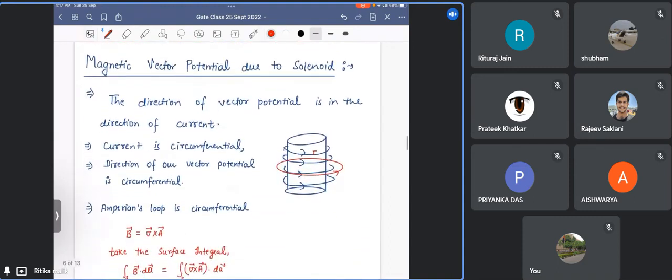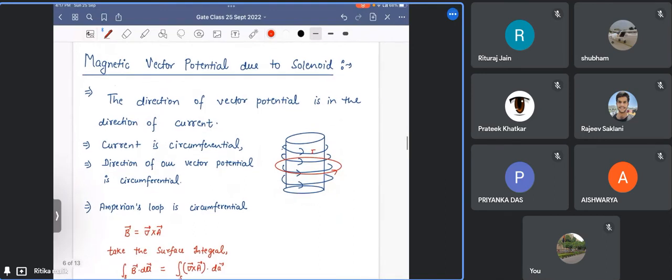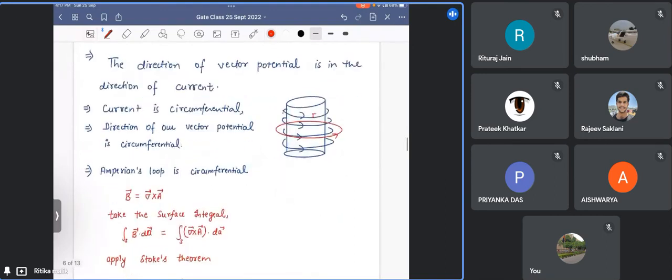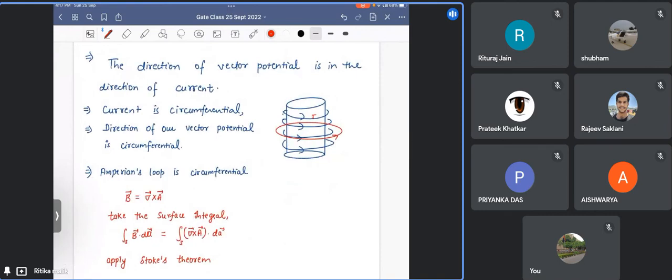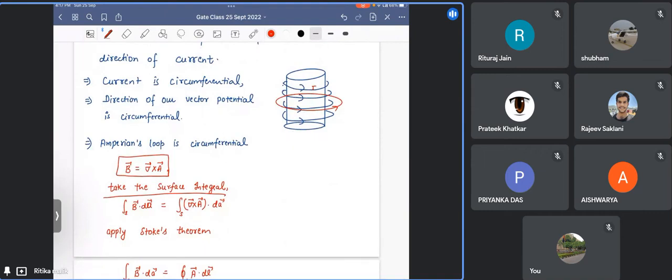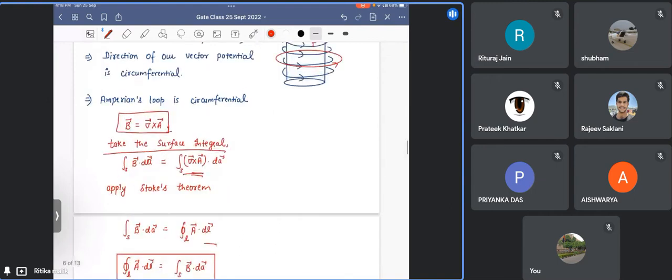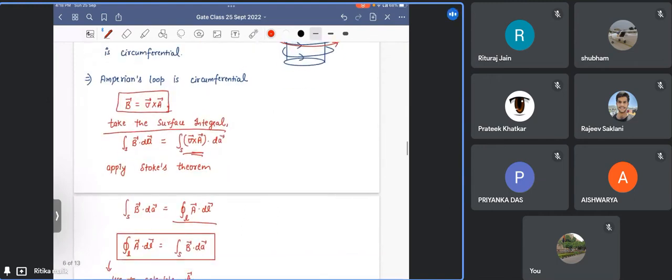Now let's consider the vector potential due to this solenoid. Before going into the properties of vector potential, we already know that to calculate it we use this formula: magnetic field B equals curl of A. When we take the surface integral on both sides, it becomes the surface integral of B dot dA, and when we apply Stokes theorem, this becomes the closed line integral of A dot dl. So basically, we use the formula closed line integral of A dot dl equals the surface integral of B dot dA to calculate the vector potential A.